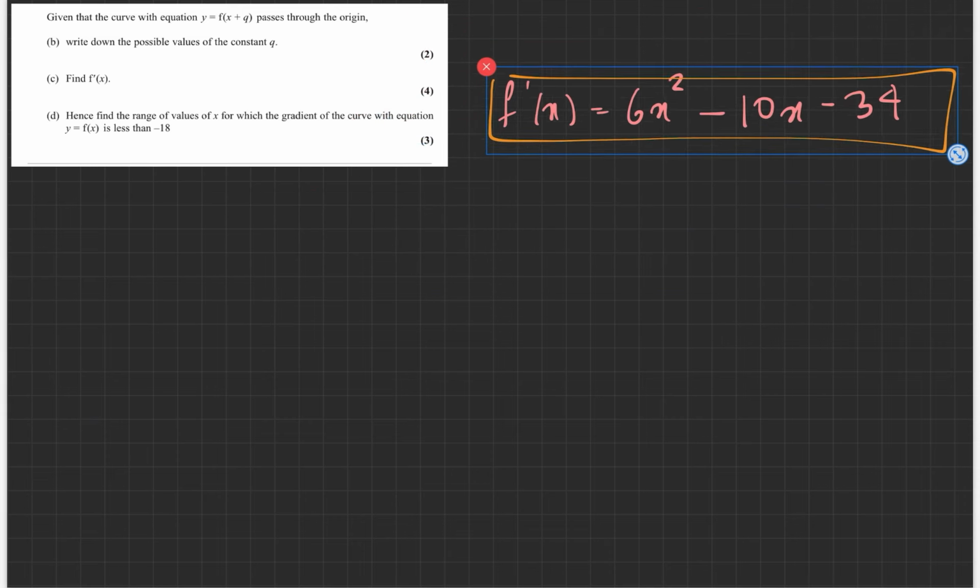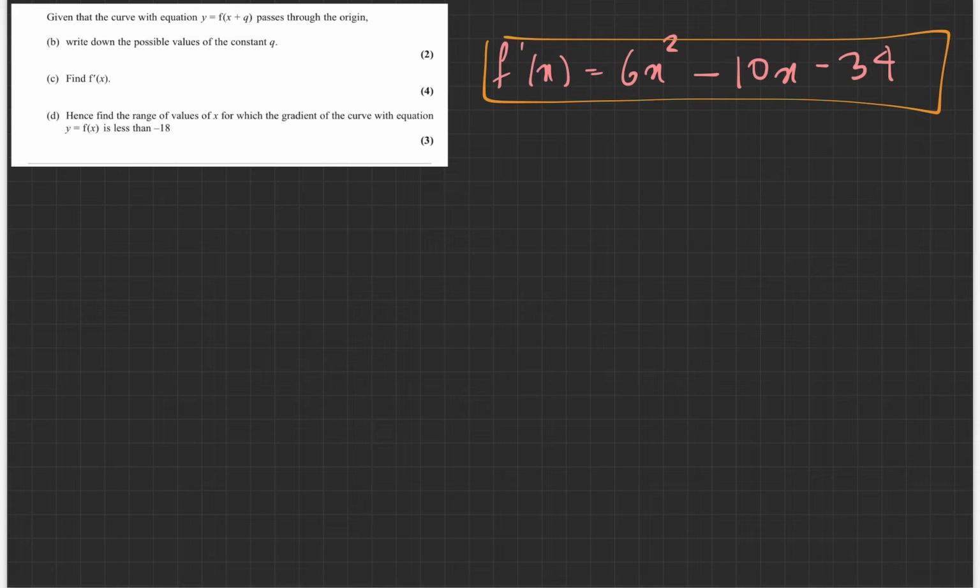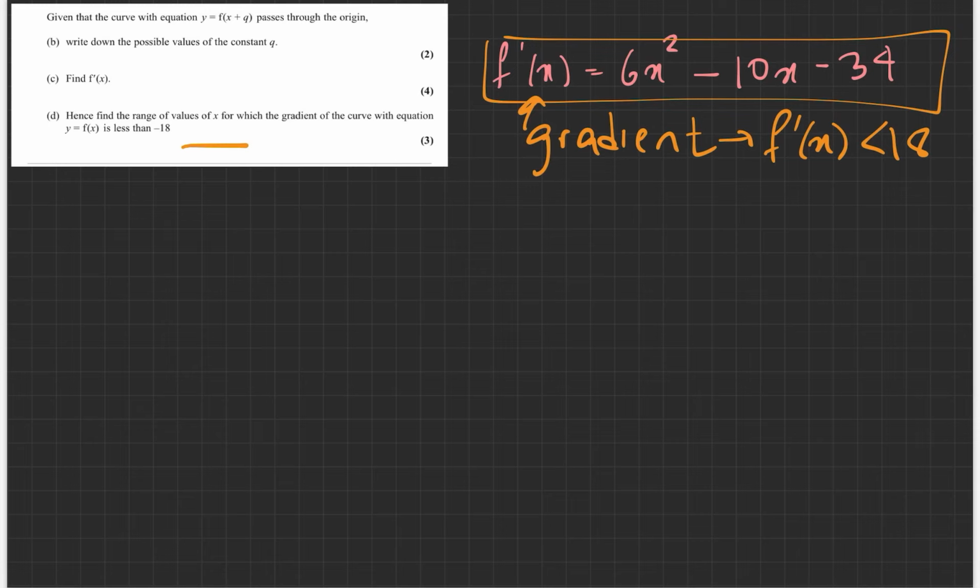Okay, now let's look at part D that tells us to find the range of x for which the gradient of the curve with equation is less than negative 18, right? So we know that a differentiated equation gives us the gradient, right? This one basically is the gradient. So we want to know what values of x make the gradient less than negative 18, right? So all we need to do is f dash x is less than negative 18, and we want to solve this.